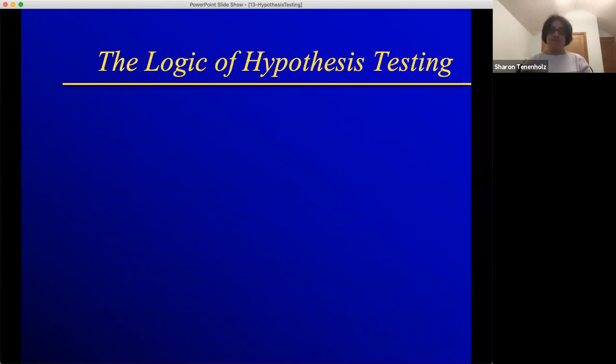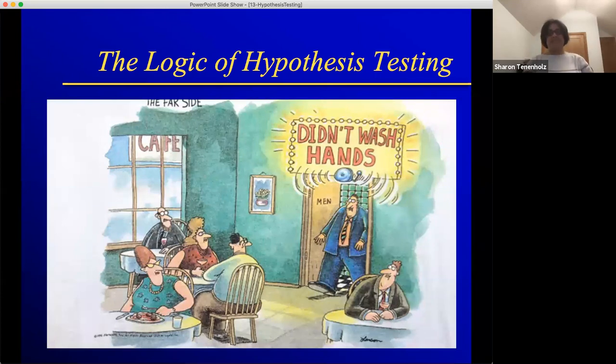Oh, I have to show you this. I am convinced that there is a Far Side cartoon for every occasion. And this is just my favorite example of that being true.